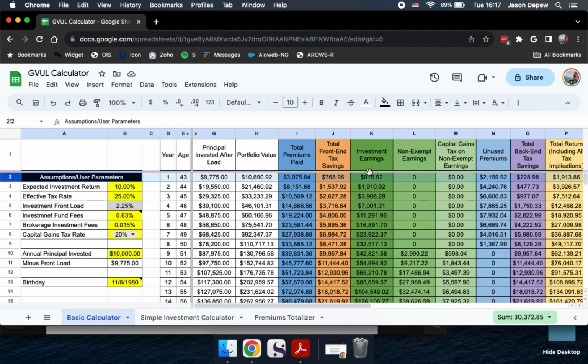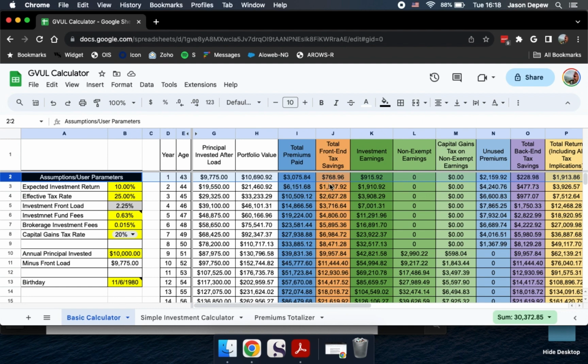Here we're going to look at just this top row to kind of explain what's going on. So based on your birthday, we calculate in year one, that's the first year of this investment, is your 43rd year. There's your principal after load like we talked about. And then based on whatever expected investment return you have, that's going to be your portfolio value at the end of the year. This blue column here is Delta's total premiums paid over the whole course of the thing. So for the first year, it's just that first year's premiums. And again, that's an assumed value based on the tax savings that MetLife quotes and the tax rate that you chose here.